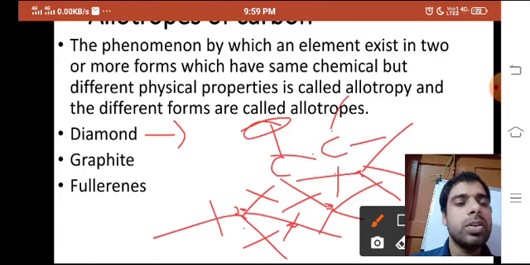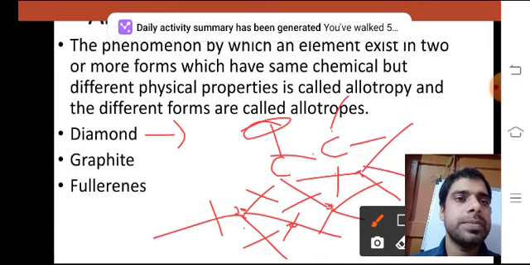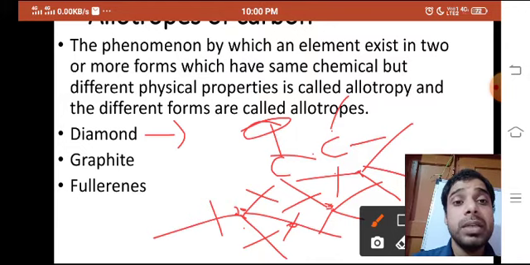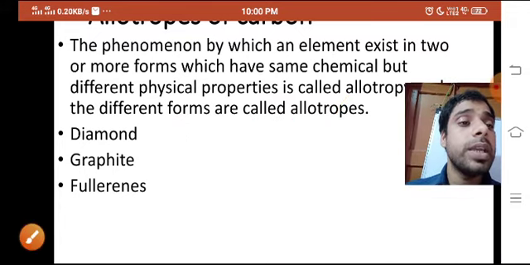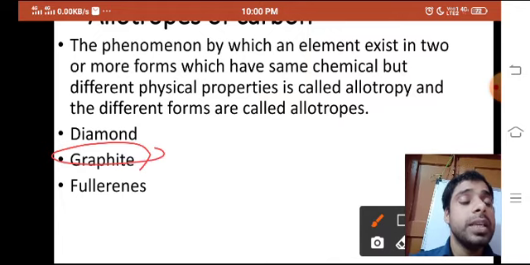So these 4 electrons are forming bonds. None of the electrons is free, and if no electron is free, they cannot delocalize. That means they cannot move here and there, and that's why diamond cannot conduct electricity.